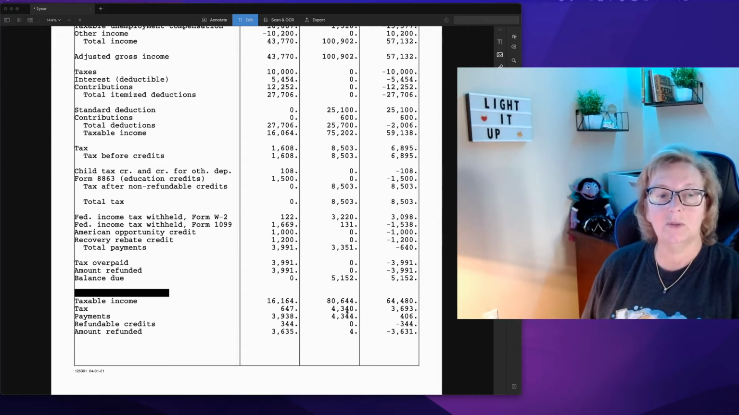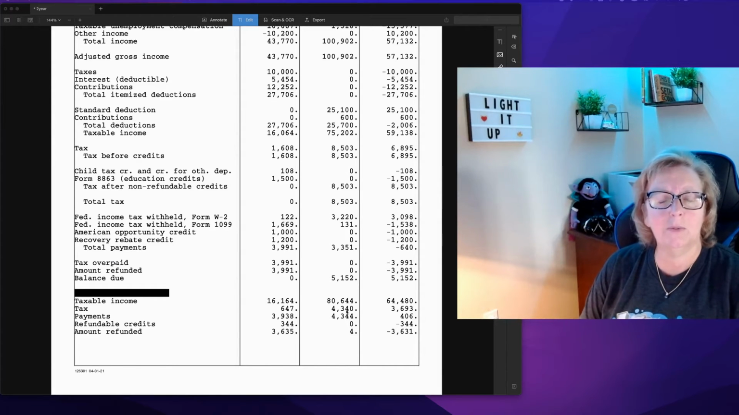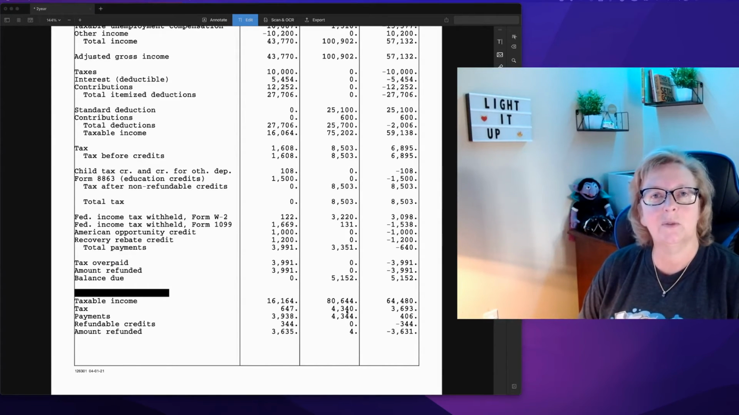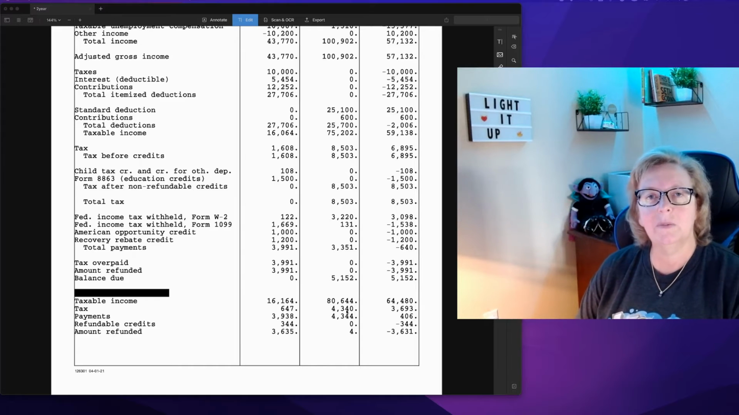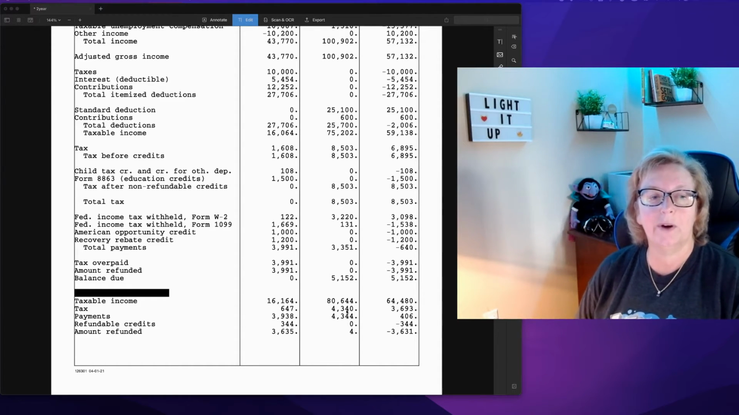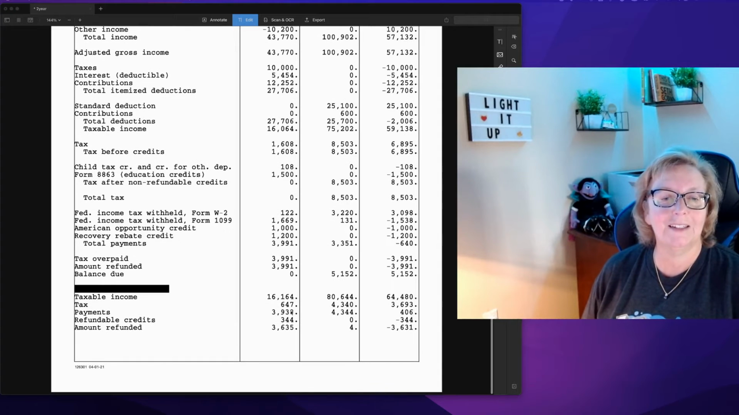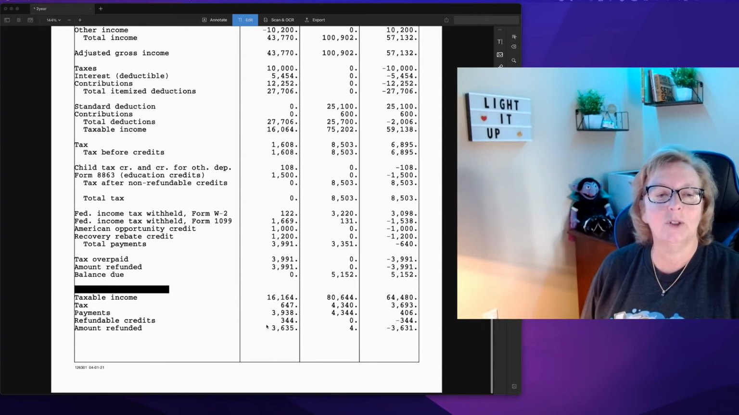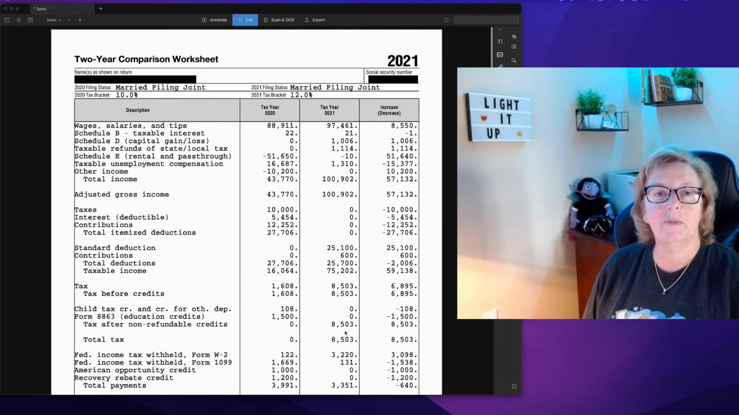So when somebody says, hey, I expect a refund, and then they find out there's a balance due, the 2-year comparison is the trick to seeing that story laid out pretty well. We also have the state tax indicator down here. Again, they were due back a refund of $3,600 in the prior year. This year, not so much. They get $4. So take a look at your 2-year comparison.